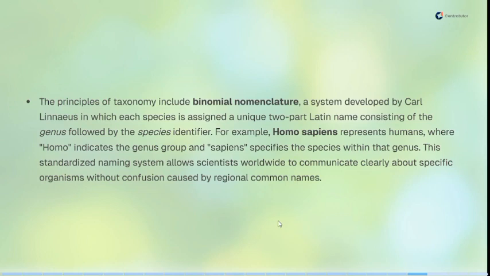This combination of names, both the genus name and the species name, is the form of naming that is called binomial nomenclature. This standard of naming allows scientists worldwide to communicate clearly about specific organisms without confusion caused by regional common names.